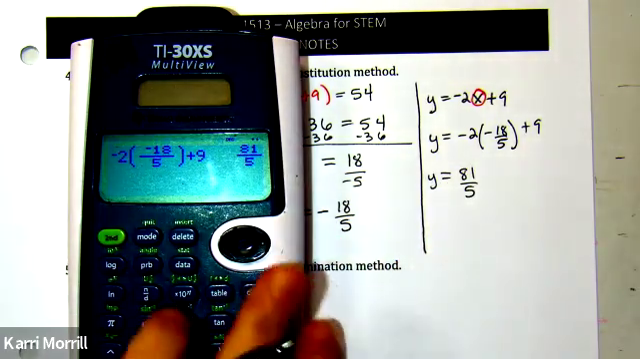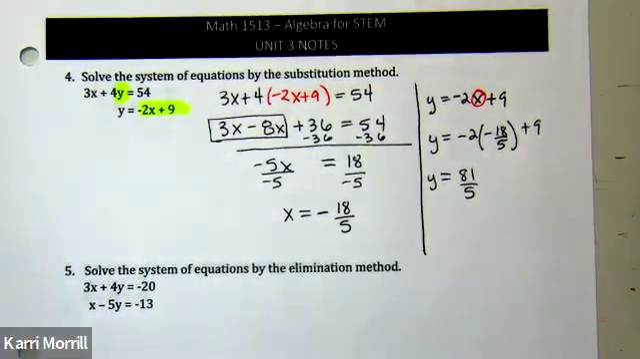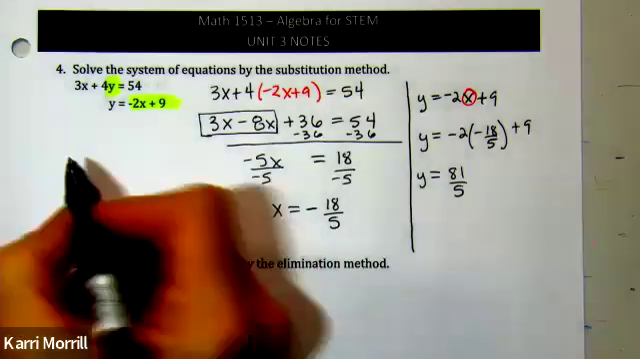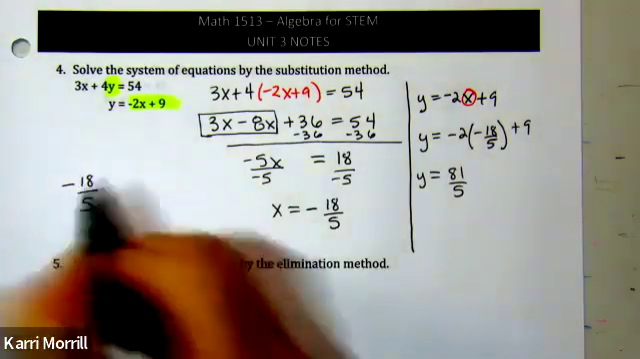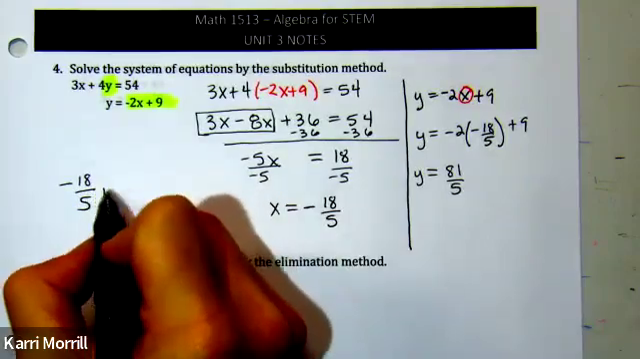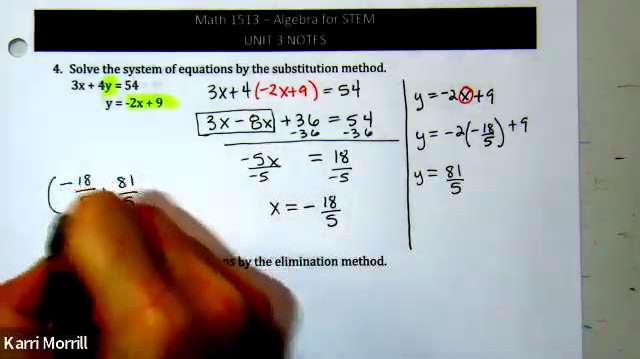So this will be one where definitely you couldn't graph it yourself and find the exact intersection point, but you need to answer it as an ordered pair. So negative 18/5 was my x. 81/5 is my y.